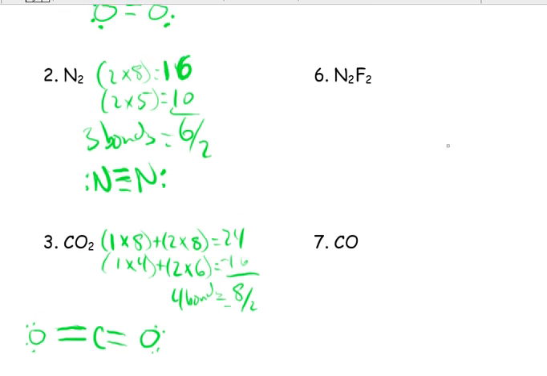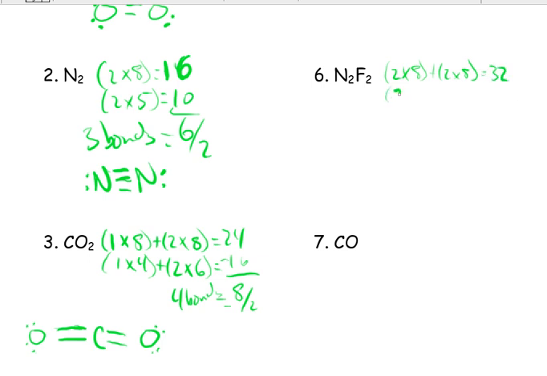Excuse me. And then let's take a look at N2F2. A little bit different here. We've got multiples of 2 elements. So we're going to look at nitrogen. There's 2 of them. Love to have 8. And there's fluorine. There's 2 of them. They would love to have 8. So that's going to give us 32 electrons.